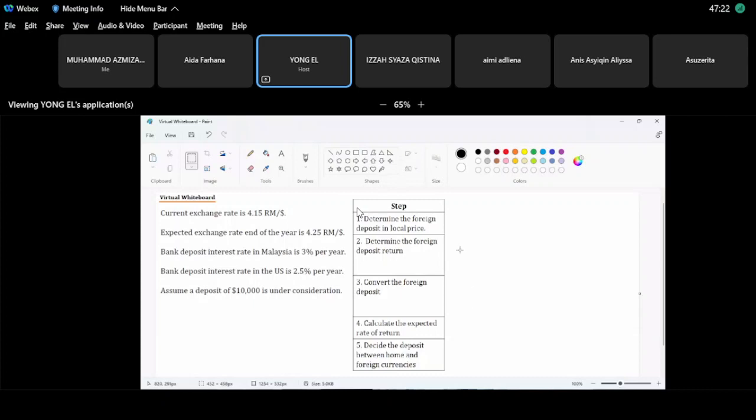Okay, right, let's begin. We begin from the first step. We do some calculation. You can assume yourself as an economic consultant helping your clients to make decisions whether an investment in local currency is more beneficial or an investment in foreign currencies. From this exercise, we apply the 5 steps here.